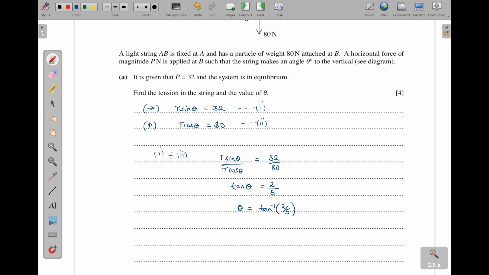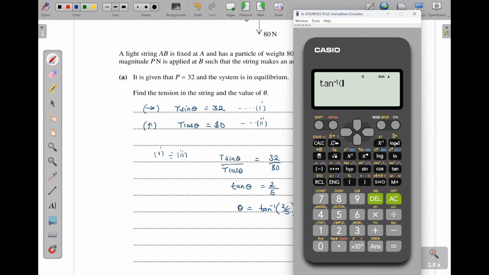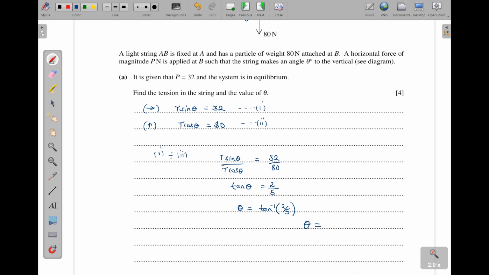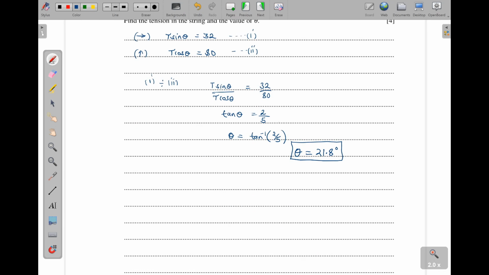So what will be that theta to 1 decimal place? Arctan of 2 out of 5 gives us 21.8 to 1 decimal place. So 21.8 degrees to 1 decimal place. Then I can substitute in any of the other two equations to get the answer.